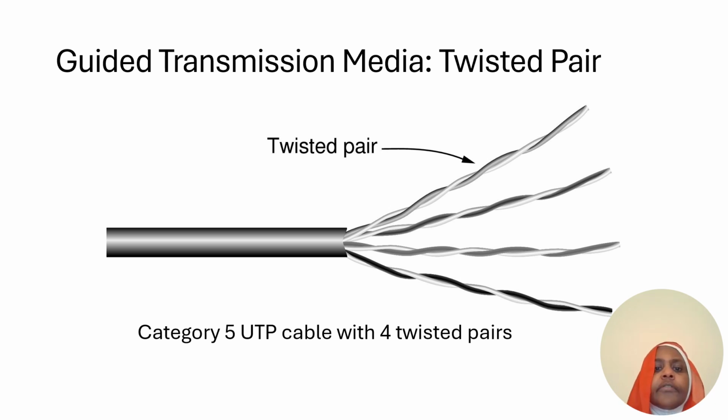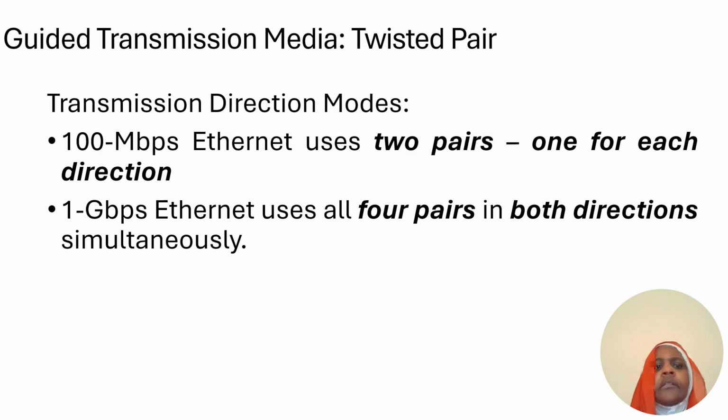Category 5 twisted pair has 4 twisted pairs, where in 100 megabit Ethernet, only 2 pairs are used, 1 for each direction, and for 1 gigabit Ethernet, we will find that the 4 pairs are used in both directions simultaneously.